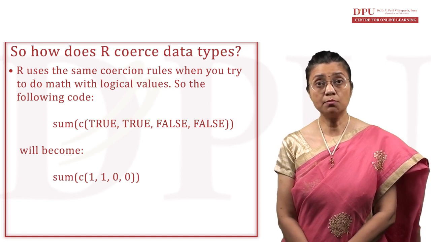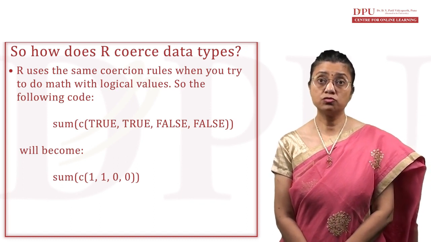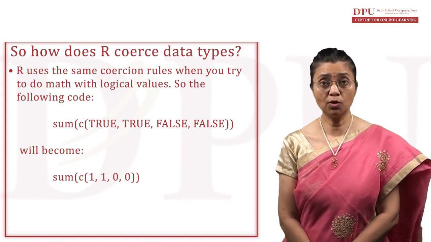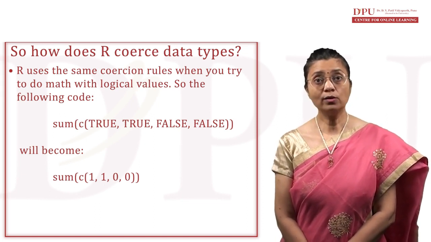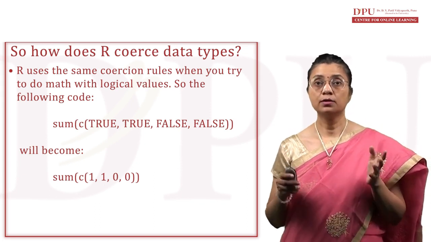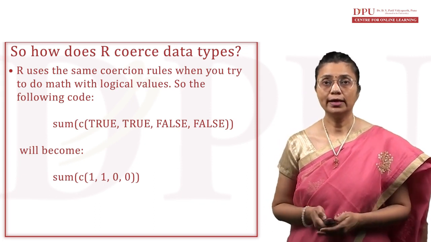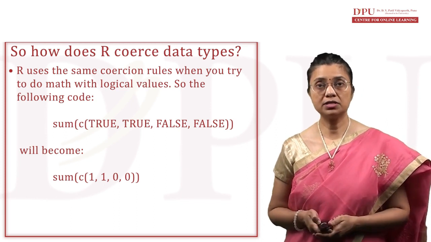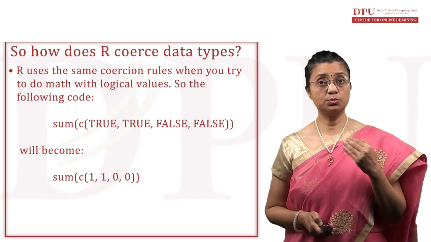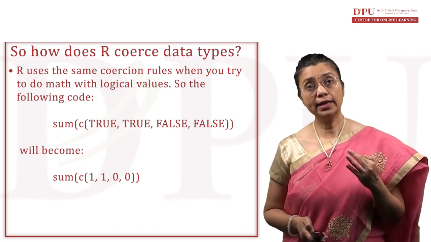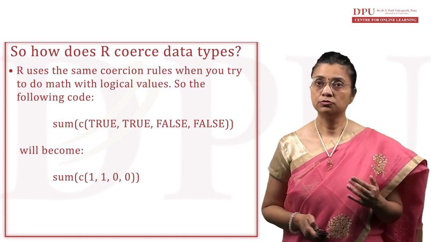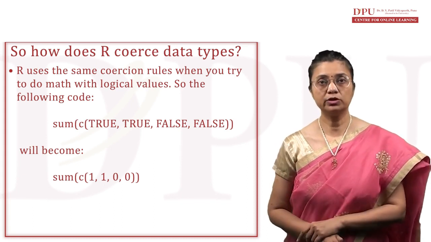If I say sum of C(TRUE, TRUE, FALSE, FALSE), what I am doing here is finding the sum of 1, 1, 0, 0. You can see over here it has added 1, 1, 0 and 0. So that is how it is working. Which means the first TRUE has been converted to 1, the second TRUE has been converted to 1, the third value is FALSE, which is converted to 0, and the fourth value is FALSE, which is again converted to 0.